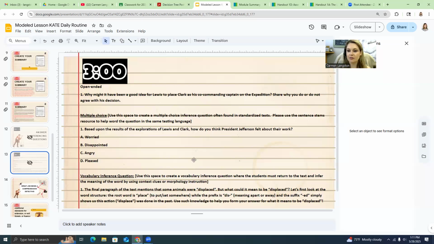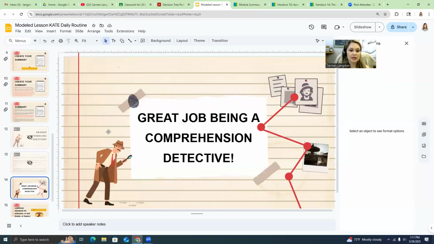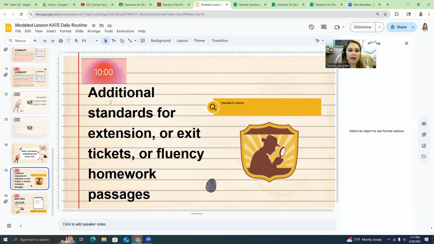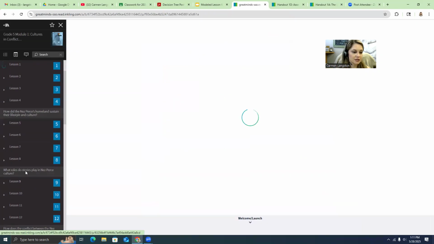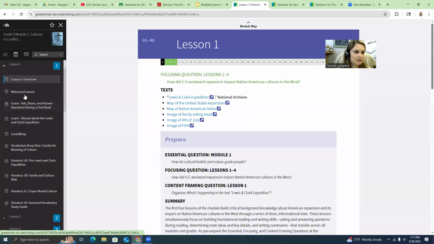So you've got a variety of inferencing questions there. You do not have to do them all. If you have time, that's great. And then last, great job being a comprehension detective. And you see this last slide says additional standards for extension or exit tickets or fluency homework passages. So in order to find out what else I needed to teach in this lesson, I took a look at the Great Minds lesson itself.